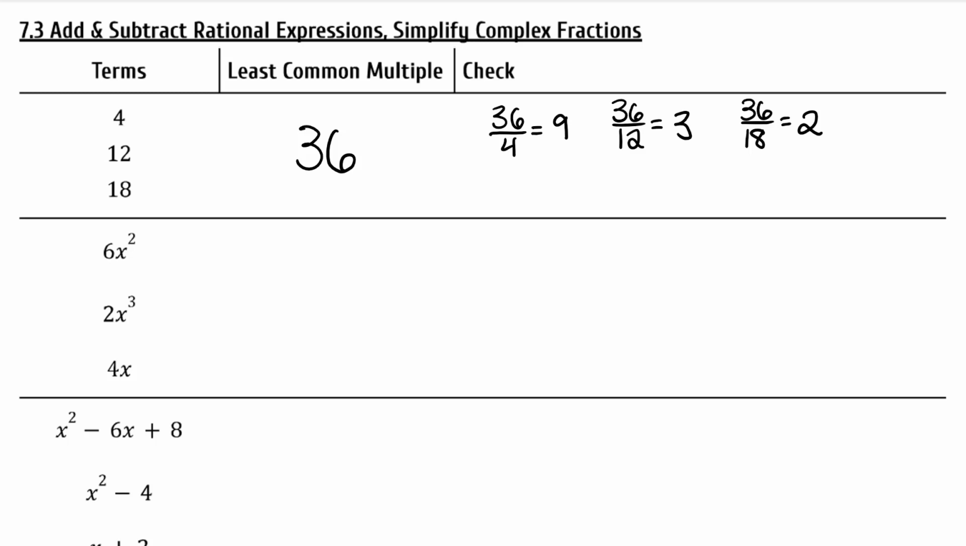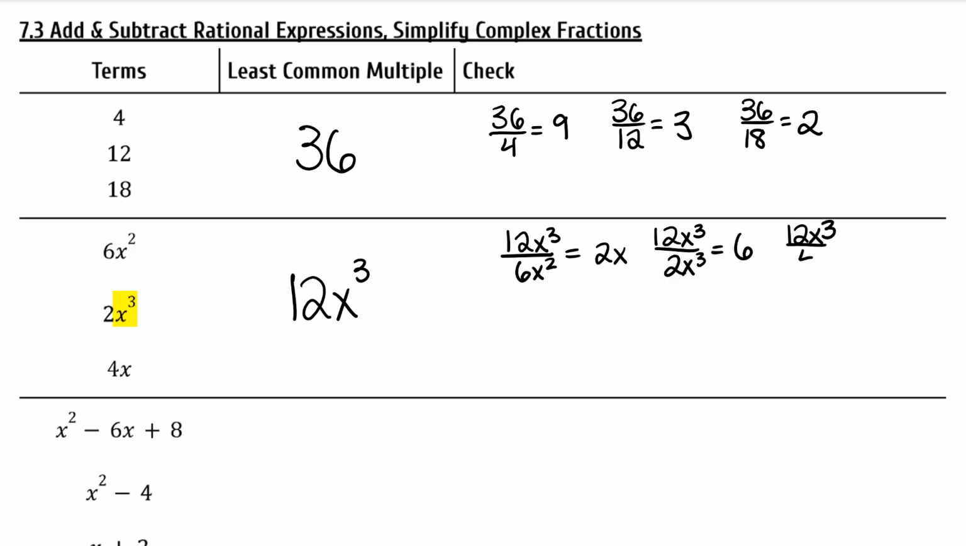The least common multiple of 6x squared, 2x cubed, and 4x. The least common multiple of 6, 2, and 4 is 12. The least common multiple of x, x squared, and x cubed is x cubed. You cannot have less than the biggest amount. So if there's an x cubed there, then at least x cubed will be a part of your least common multiple. After we divide, we have no rational terms left, indicating we have found our least common multiple.